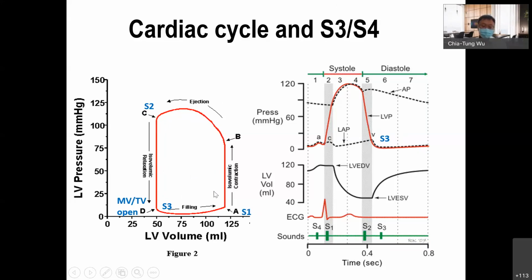And S4 is produced by atrial kick, produced by atrial contraction. So it's just right after the P wave of the ECG and also just before the ventricular contraction. So it's over here, and on the pressure volume loop it's over here, because at point A ventricular contraction starts. So we can hear dolo, dolo, dolo, dolo. Sometimes patients with heart failure will have four heart sounds, dolo, dolo, dolo, dolo, just like a horse running.